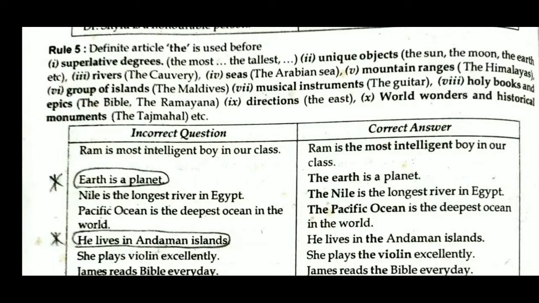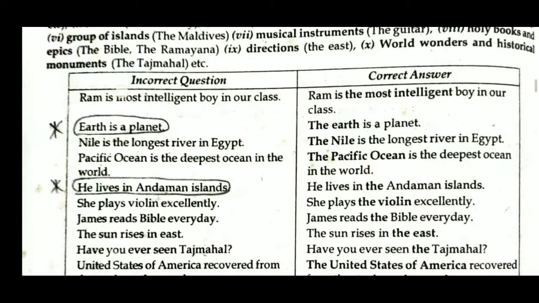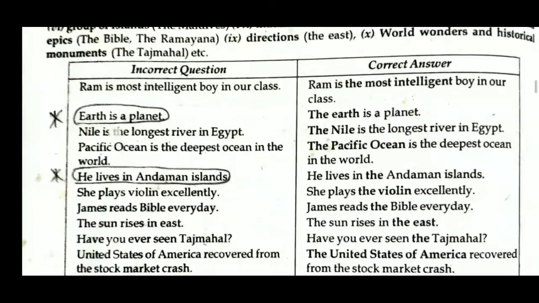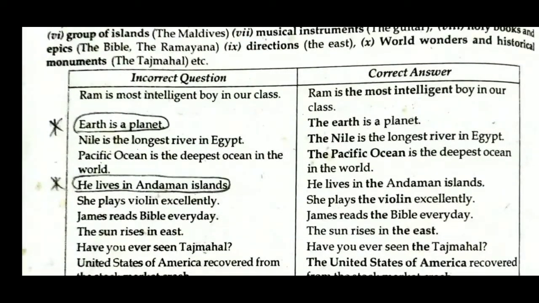So, Ram is most intelligent boy in our class. What is the error in this sentence? Most. Okay, that is a superlative. So whenever you get a superlative adjective form, you have to use the before it. So Ram is the most intelligent boy in our class. The most. So the is missing there, so we have to write the.